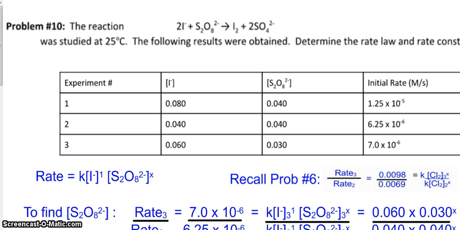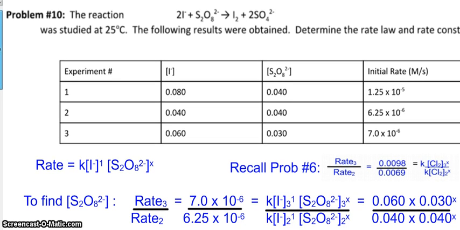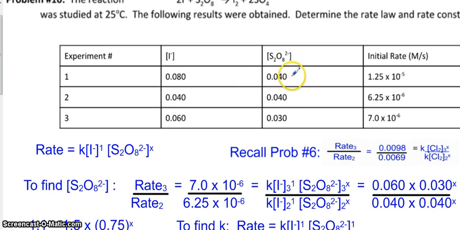Problem number 10 over here was an interesting one. It's probably one of your harder ones. Now, to begin with, I went ahead and found these remain constant, and here this doubled, and here this doubled. All right, so I know it's first order with regard to iodine. But wait a minute, none of these were held constant. Oh no, what am I supposed to do? Well, I don't know what the order of this S2O8 is. Now I wrote over here, recall problem number 6. We made this fraction, rate 3 over rate 2, here it is.